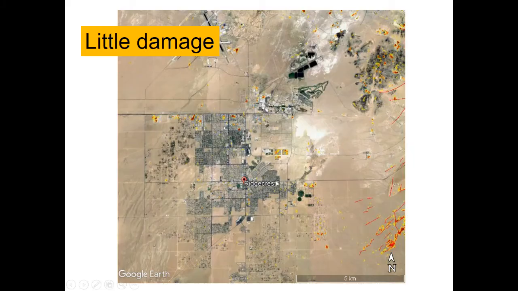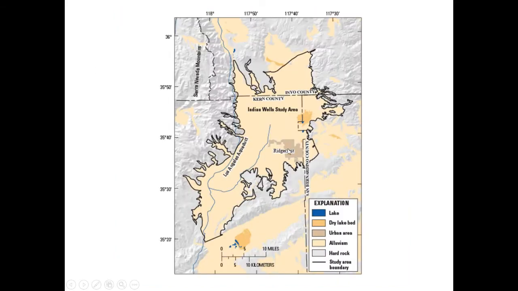So overall, the story was similar to the Kathmandu Valley, that you had this town sitting quite close to large earthquakes, with very little damage. And Ridgecrest is sitting also in an alluvial valley, the Indian Wells Valley, shown here. The earthquakes were just over there.